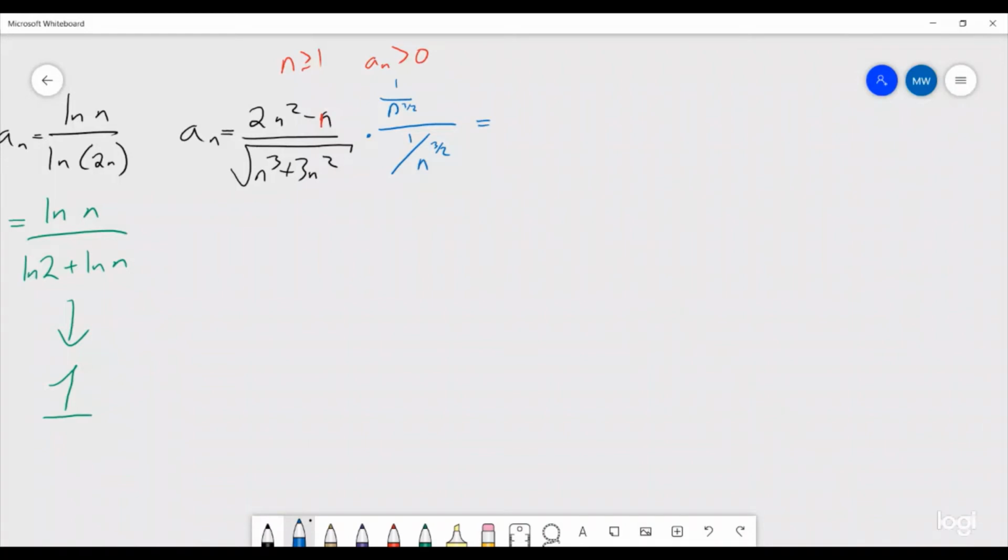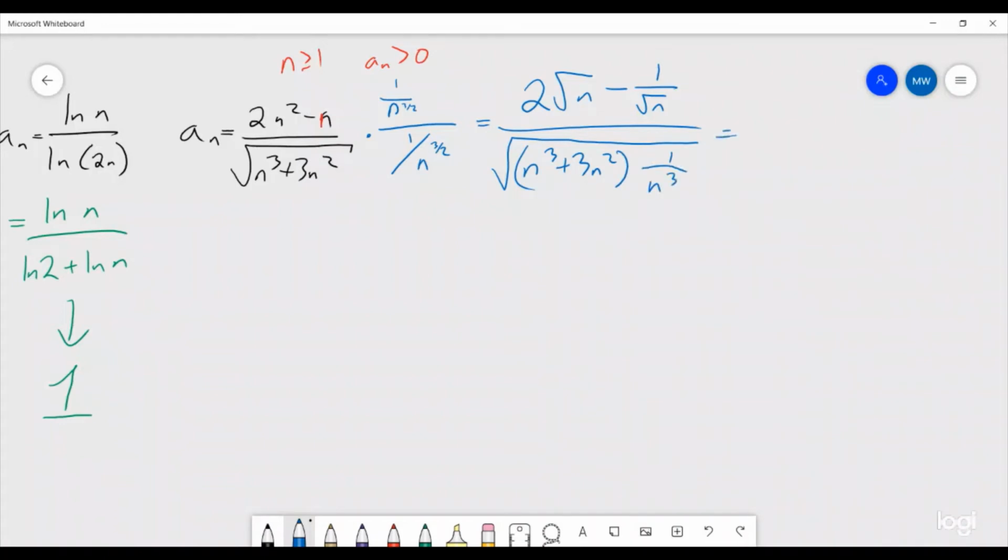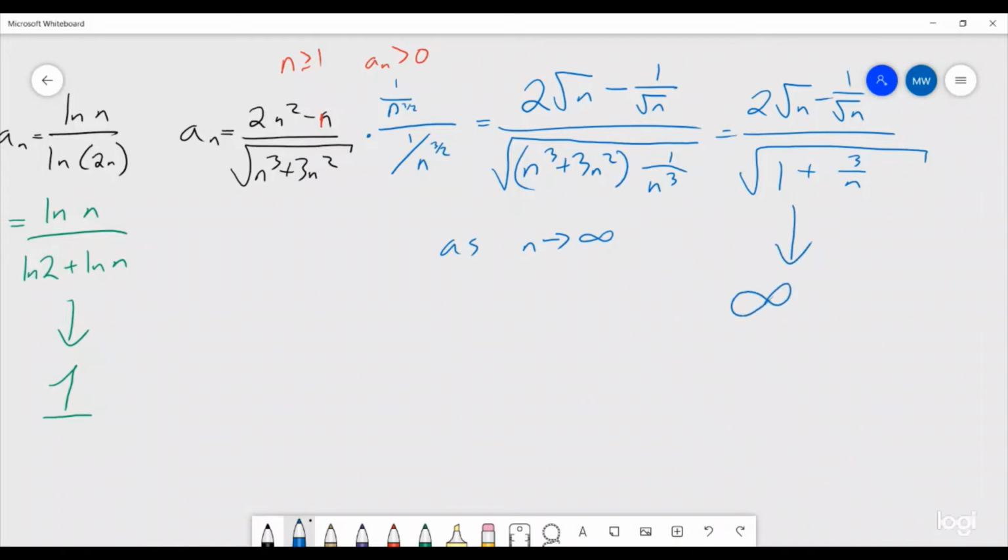So this is going to be equal to 2 times the square root of n minus 1 over the square root of n, all over the square root of n cubed plus 3n squared times 1 over n cubed. So this is going to be 2 square root of n minus 1 over the square root of n, all over the square root of 1 plus 3 over n. So as n goes to infinity, this is going to go to positive infinity, because we will get infinity minus 0 all over 1. So this one diverges.